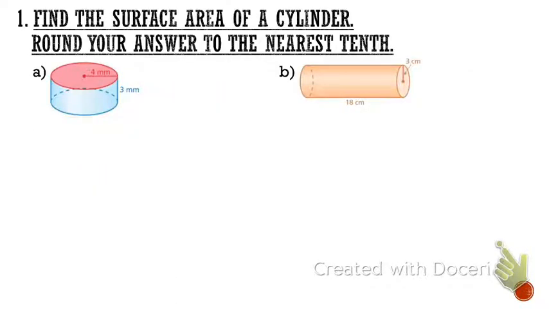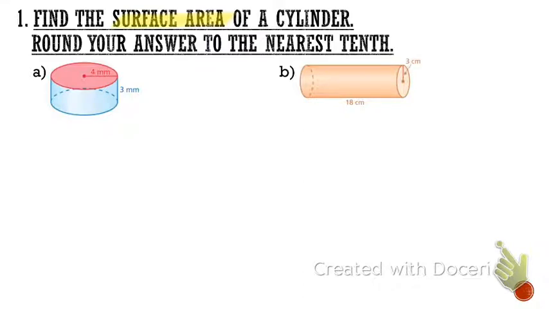So notice our first instructions here. It asks us to find the surface area of the cylinder, and then round our answer to the nearest tenth. Remember, surface area means we are including the top part up here, the whole space here, and then obviously our base also.